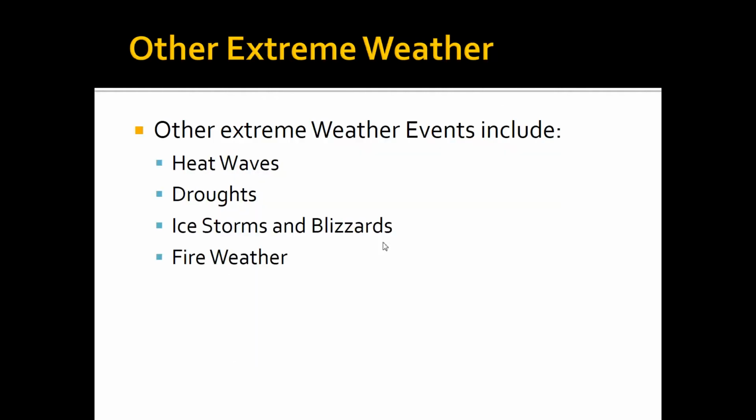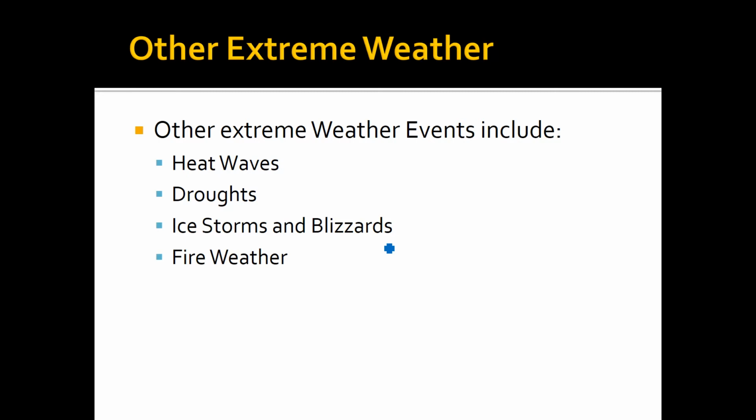Now, that's it for superstorms. The last thing I'm going to talk about in this module is other types of extreme weather. There are other extreme weather events, and this is just a sampling of them: heat waves, droughts, ice storms, fire weather, and so on.